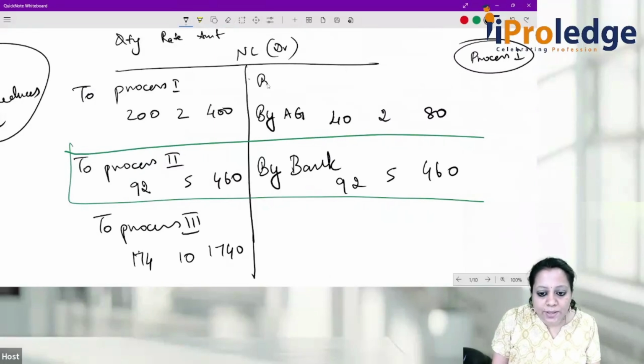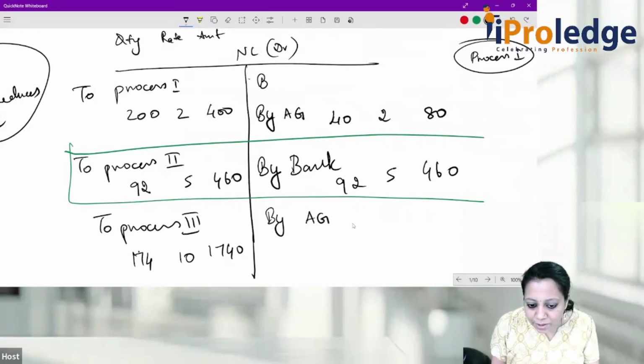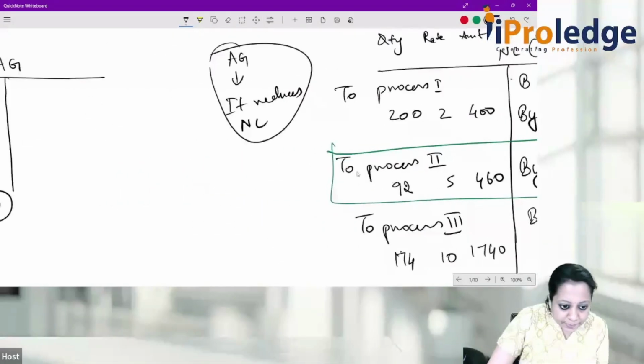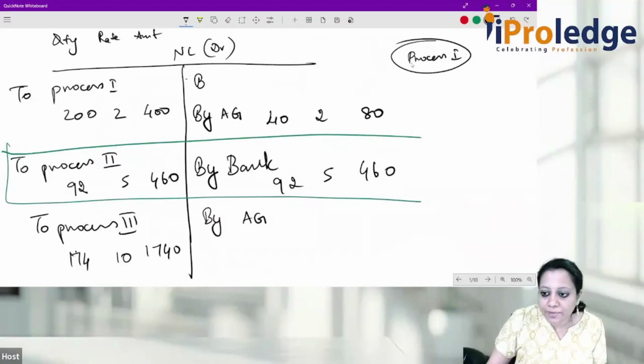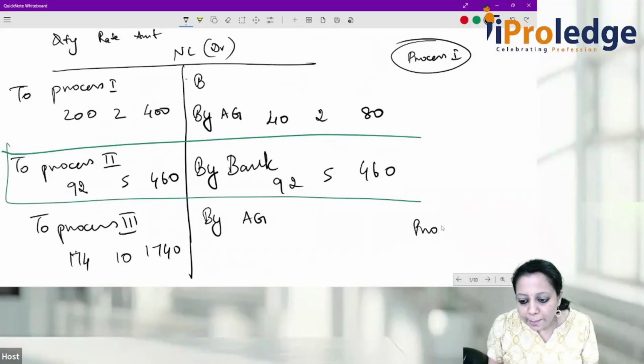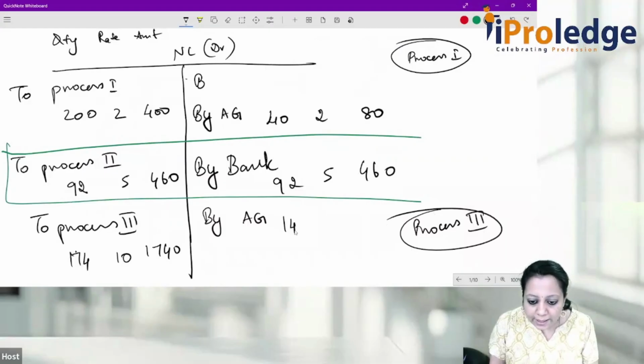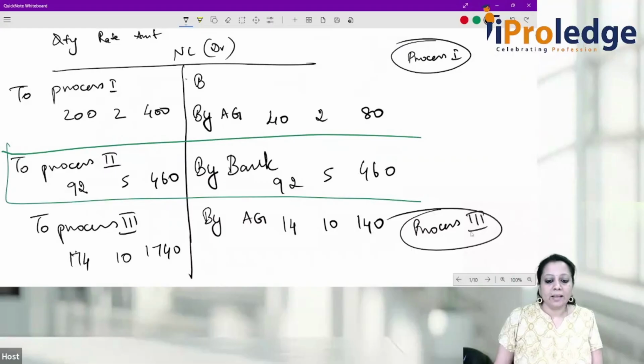Then next, the abnormal gain is going to be how much? 14, 10 and 140. Correct? This is for process 3. Process 3. 14, 10 and 140. Okay.